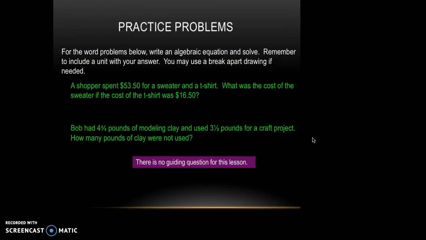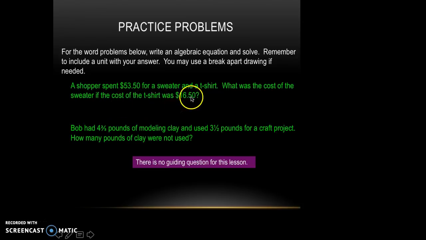So here are your practice problems. You're going to write an algebraic equation and solve it. And remember to include a unit with your answer. Also, if that break apart drawing helps, feel free to use it. So for example, here we're dealing with money. So you're finding out the cost of the sweater.